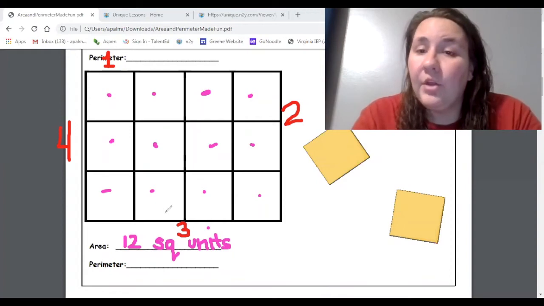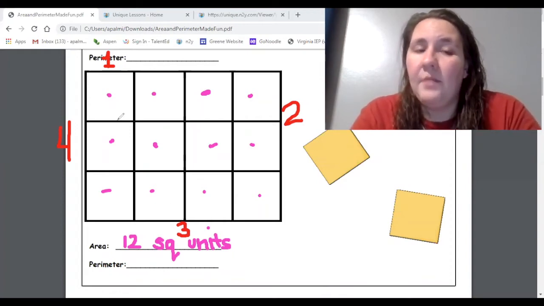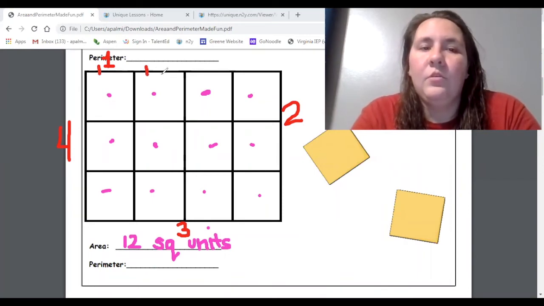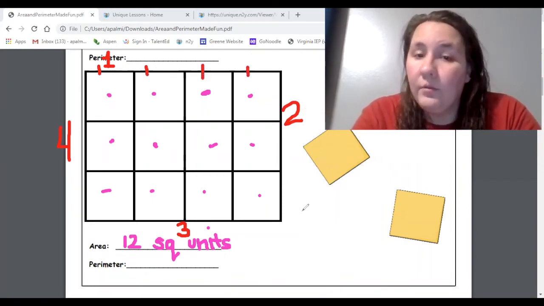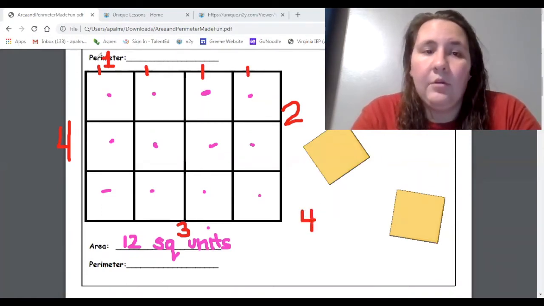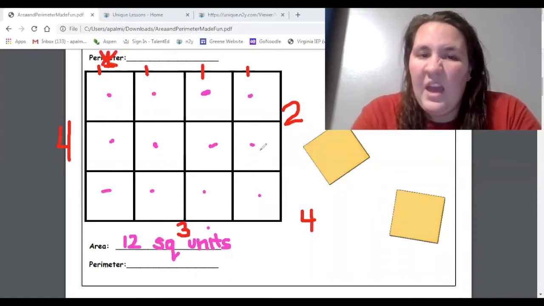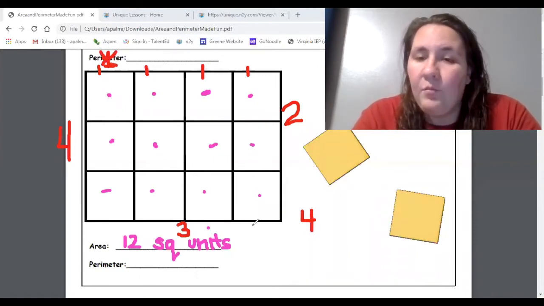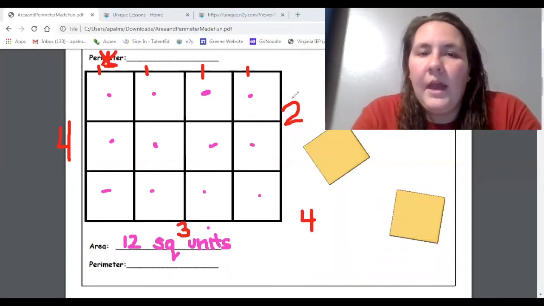Then I'm going to start counting one side at a time. So let's do side 1 first. 1, 2, 3, and 4. Okay, so I'm going to write my number over here, 4. I'm going to cross this out so that I remember I counted that side already. Am I done with counting sides or do I have more sides? Yeah, I have more sides, right? I need to do this side.